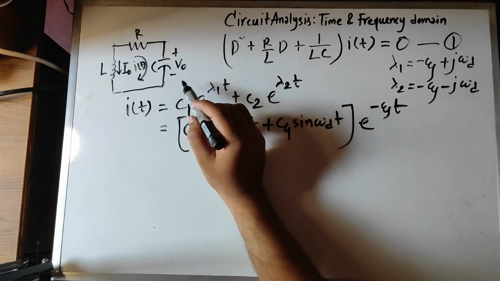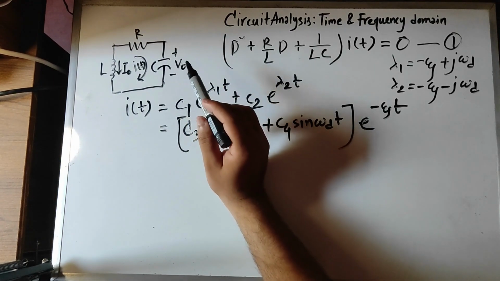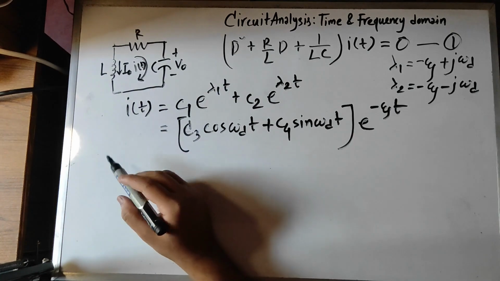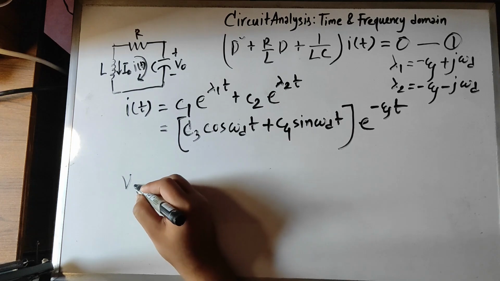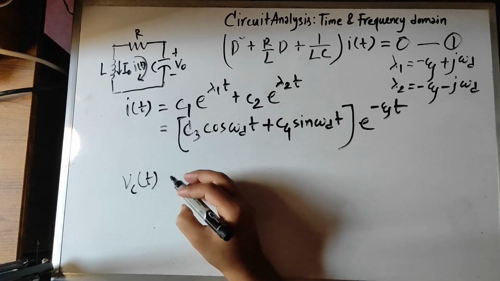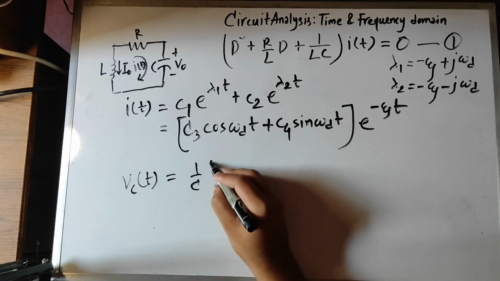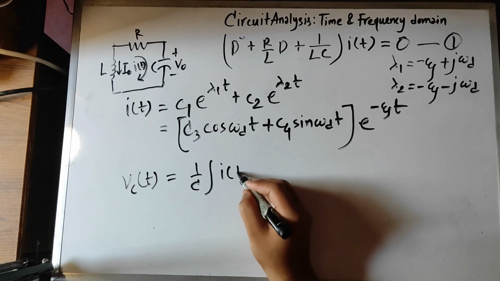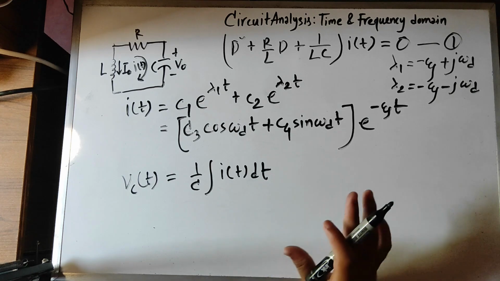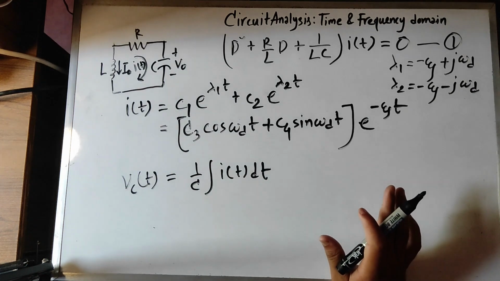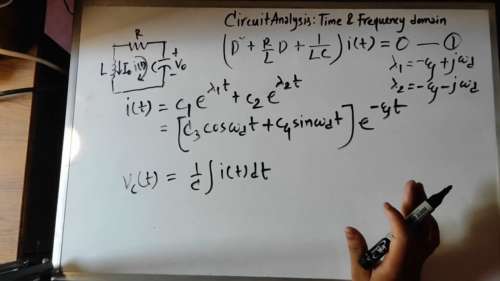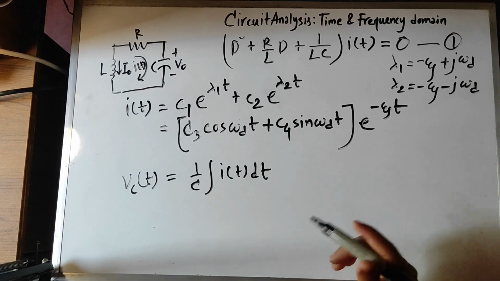So we have assumed initial voltage across the capacitor. For the loop current i(t) through the capacitor, the voltage V_C across the capacitor is 1 by C integration i(t) dt. So you see, this integration is quite long and very complex. Okay, let's do it.